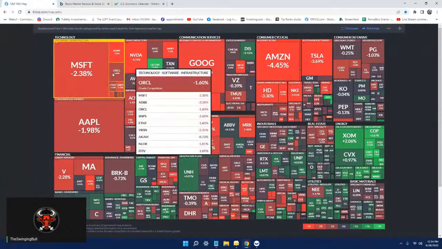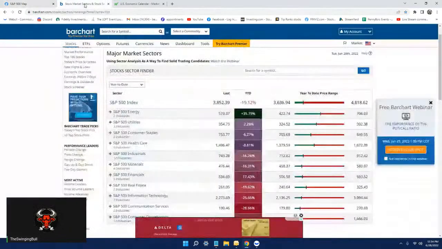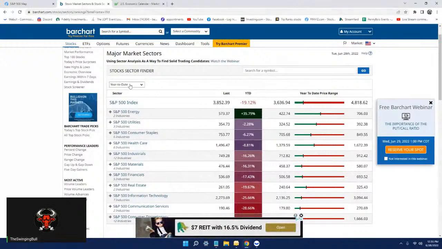So again, we got the heat map, so you can add this link to your bookmarks. We got the sector information, so you can add this to your bookmarks as well.